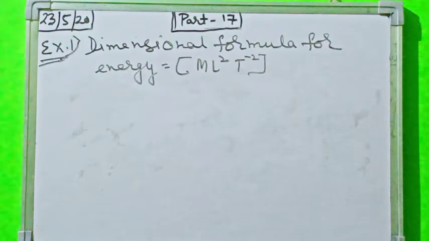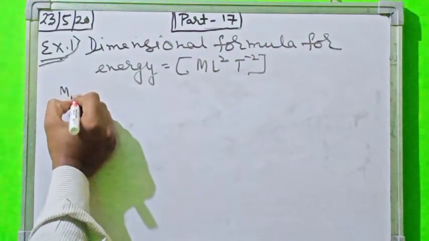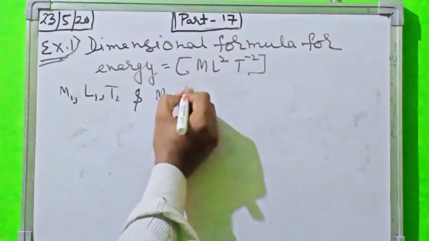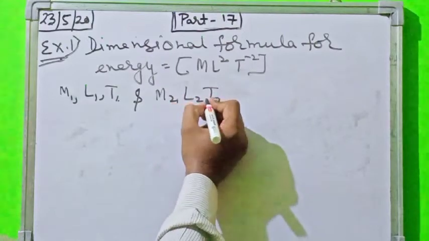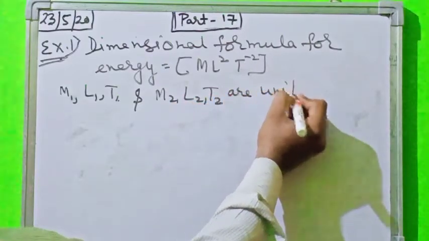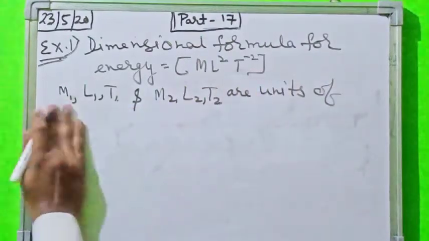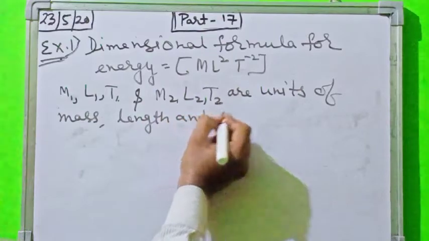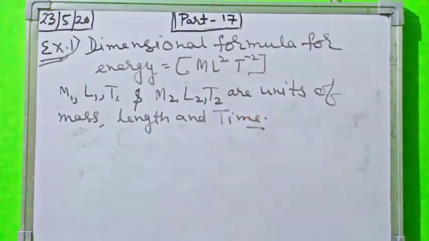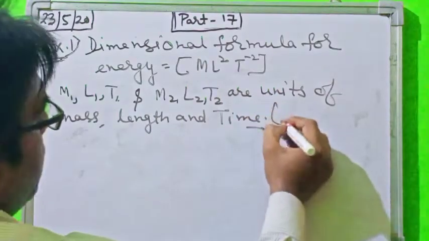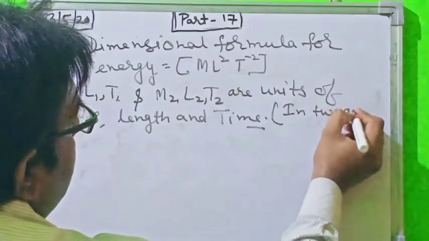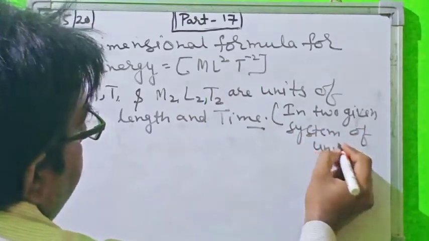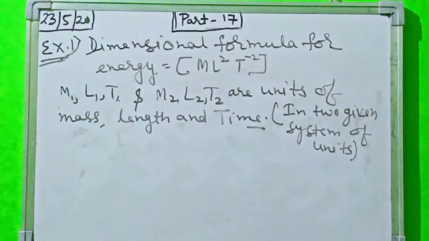M1, L1, T1 and M2, L2, T2 are the units of mass, length and time in the two given systems of units.